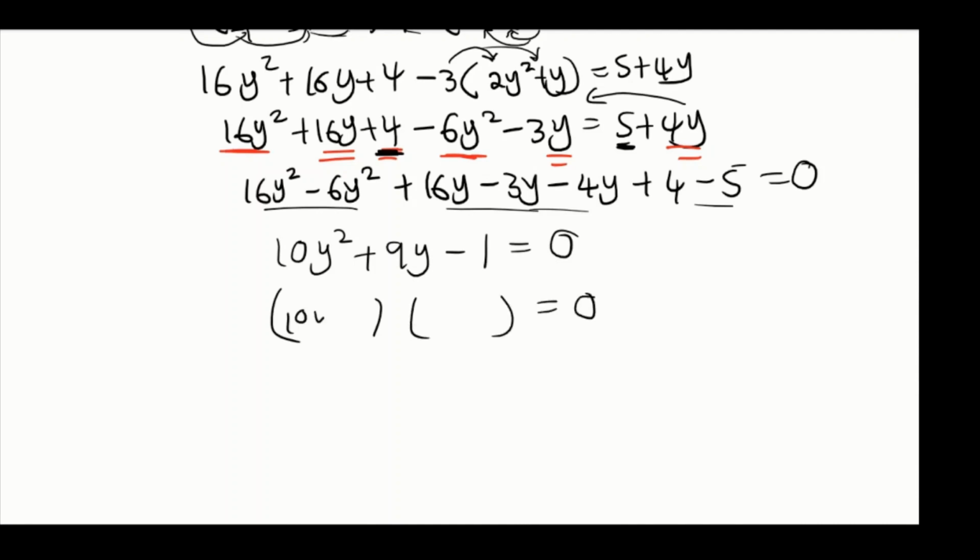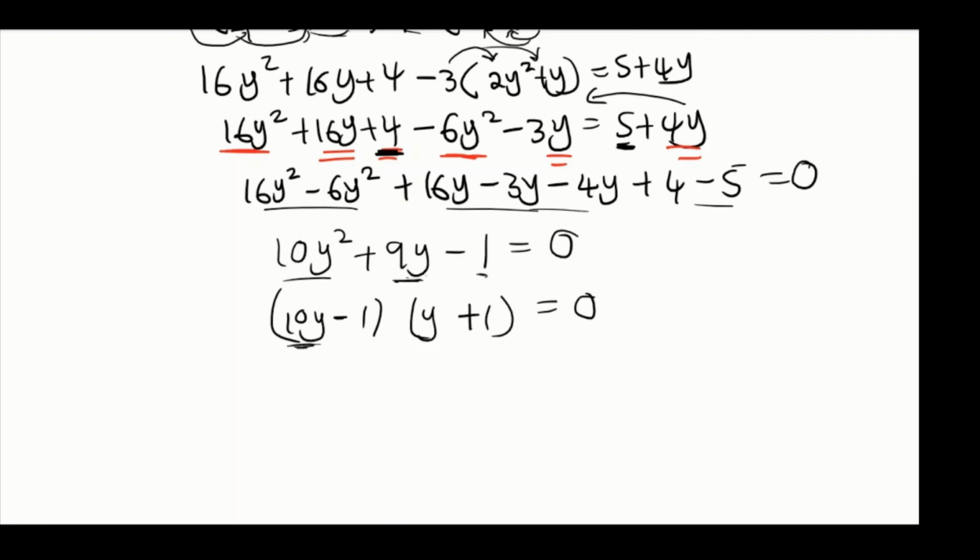So it's going to be 10y, the factors of 10y squared, and then here we're going to write y, and then the factors of 1 is simply going to be 1. Then we write the signs: because the middle term is 9y, we make this part positive and this part negative.